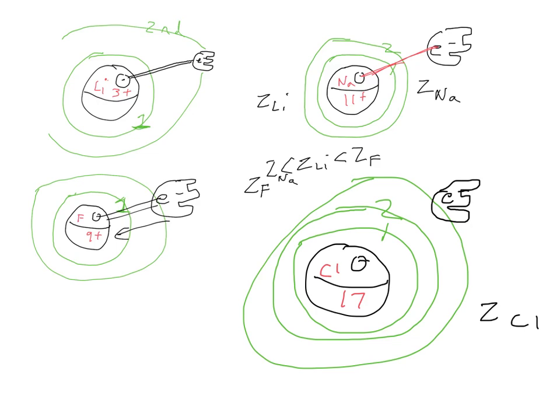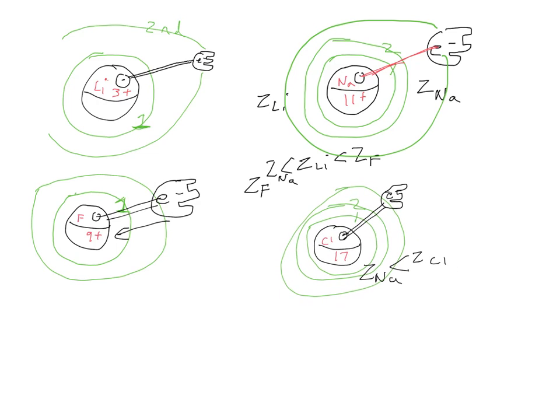Therefore, compared to sodium, we haven't changed the resistance force. It's still two core layers of electrons, but we've upped the pull of the nucleus. Therefore, the effective charge of chlorine is greater than the effective charge of sodium, which makes chlorine a smaller atom. So we can see a correlation between size and that effective nuclear charge.